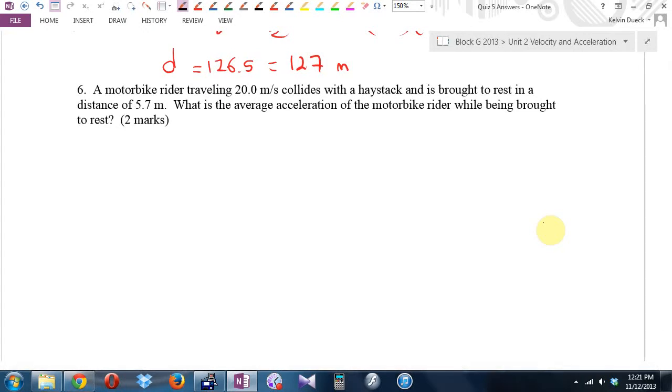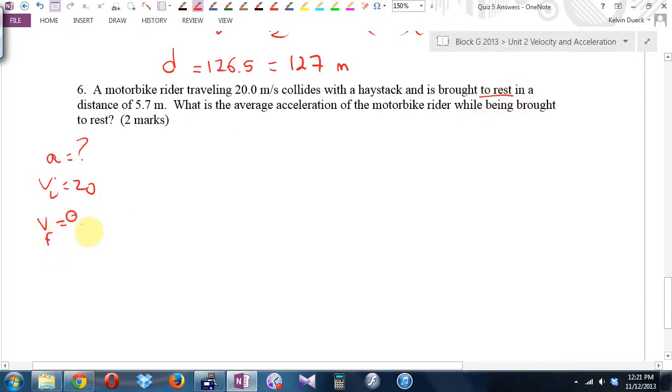Hey, what are they asking me to find on number 6? So, are we slowing down or speeding up? I better get a negative. Okay, I'm anticipating that. A equals question mark. V initial is 20, right? Emma, what's V final? Yes. Learning the physics words, right? And I guess D is 5.7.